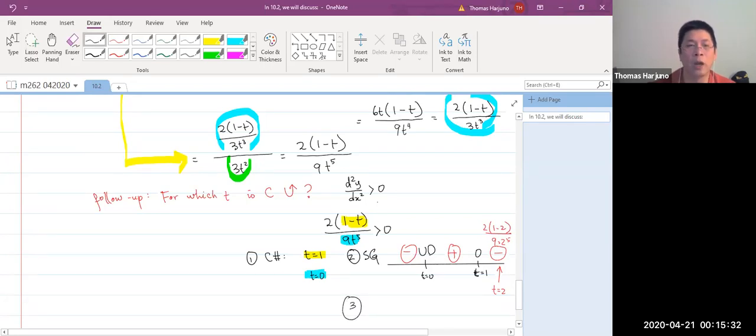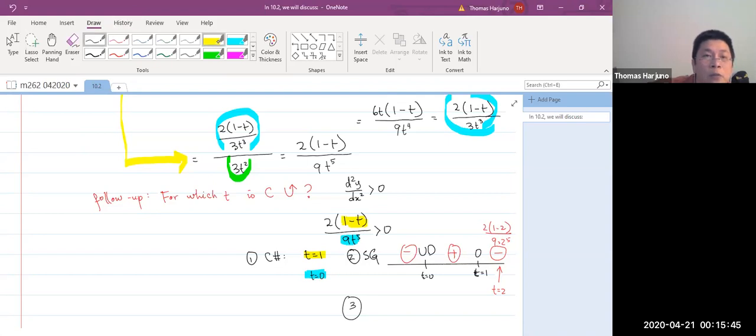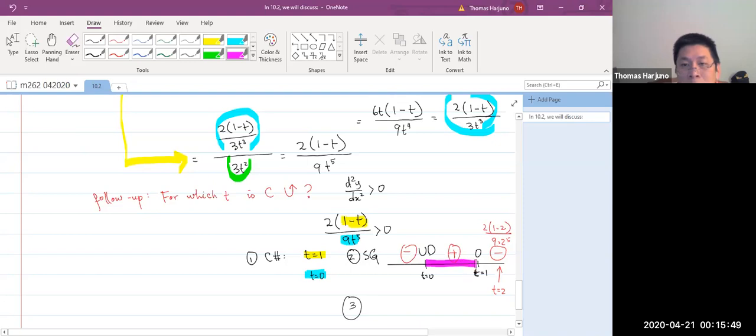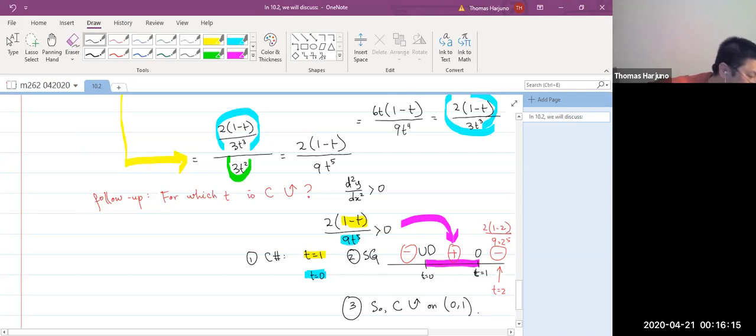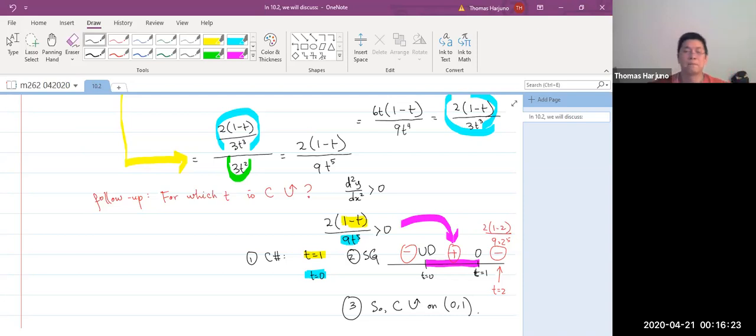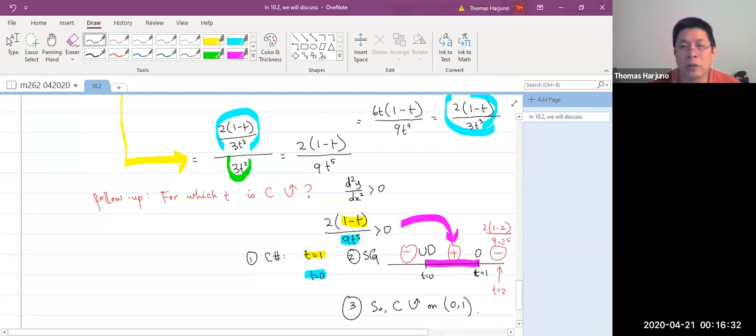Basically, to answer the question, for which t is the curve concave up? Then when the t gives the second derivative to be positive, right? Greater than 0. Okay, so C is concave up on the interval from 0 to 1. Now we can actually use this information here to help us with graphing.